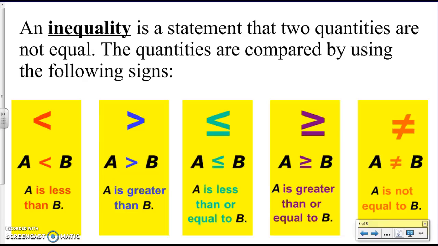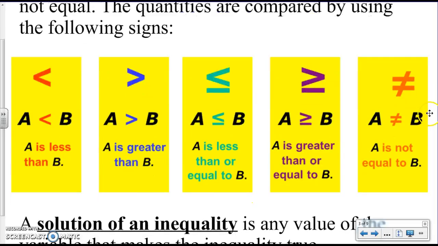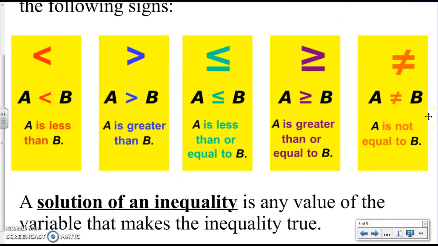And there are four signs that you're used to using. Less than, greater than, less than or equal to, greater than or equal to. But then there's also this one on the right here that is not equal to. We're actually not going to solve anything using those, but that is an inequality. Okay? So a couple things to remember here.